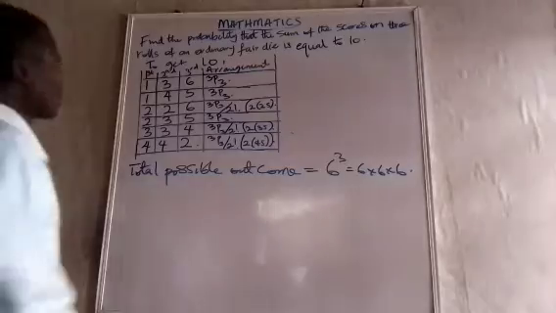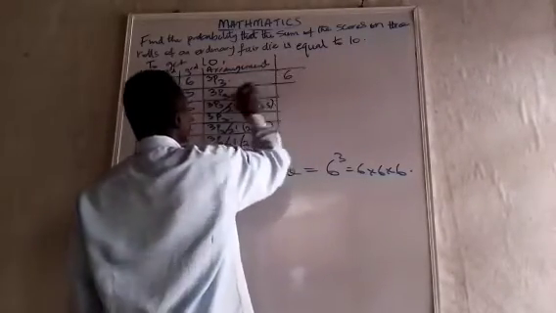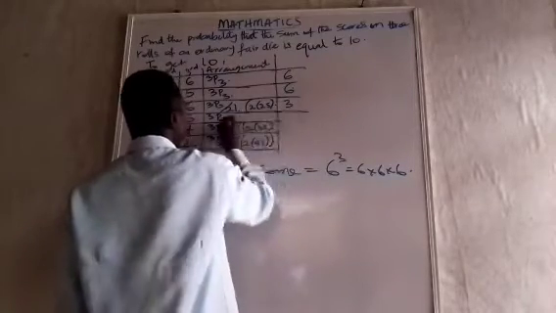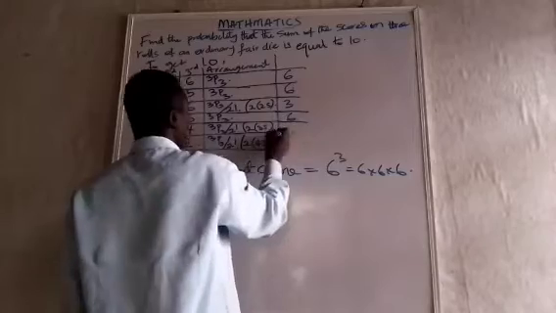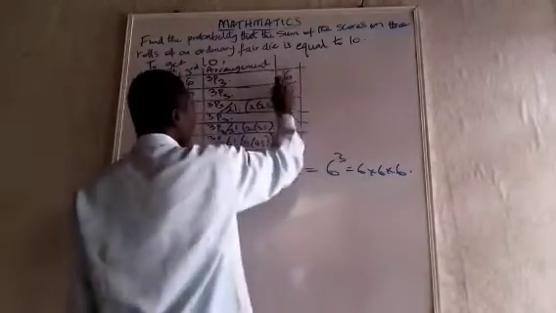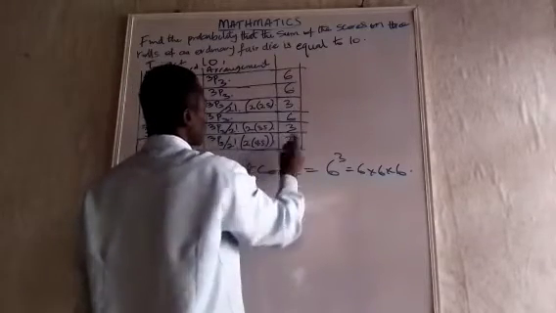Now let's get the answers. Here is 6. Same thing here. Here we are going to have 3. Here we are going to have 6. Here we are going to have 3. Here we are going to have 3. So what is the total? This is 15. And this is 12. So everything is 27.